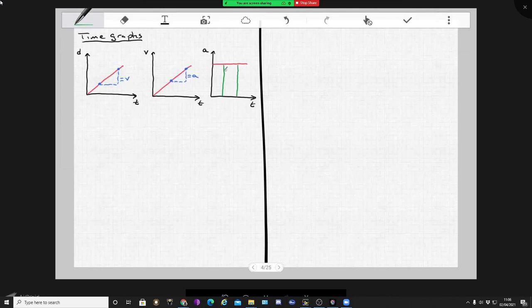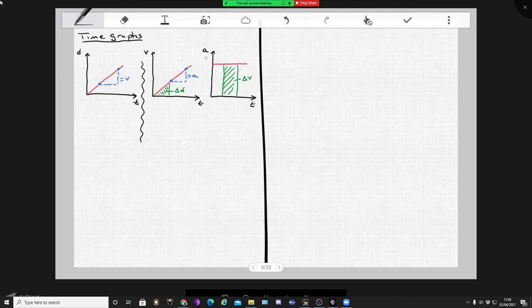But we do talk about the area. The area under it is the change in velocity or speed. The area under a velocity time graph is the change in position. The area under a distance time graph, not relevant, doesn't tell us anything.